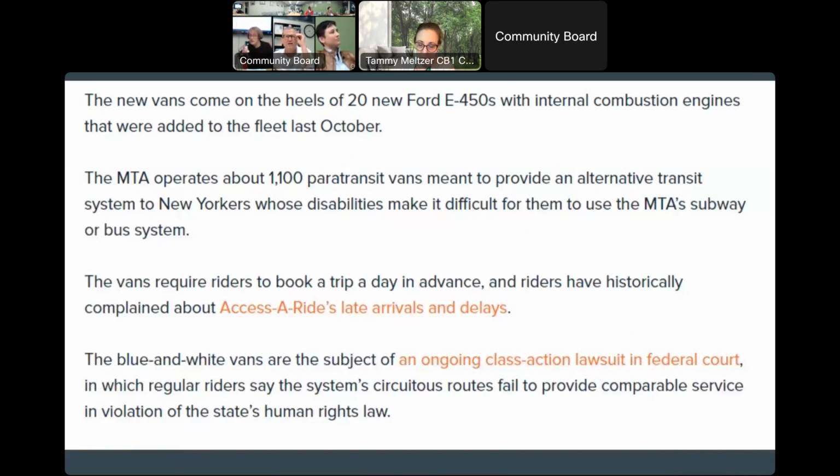Again, this came after a bigger order of non-electric vehicles, but nevertheless it is a step forward.